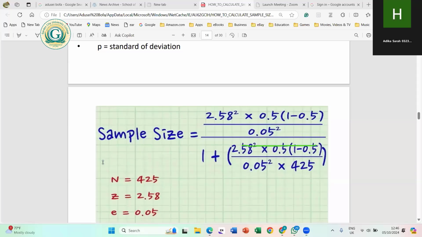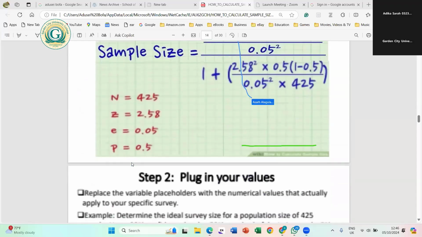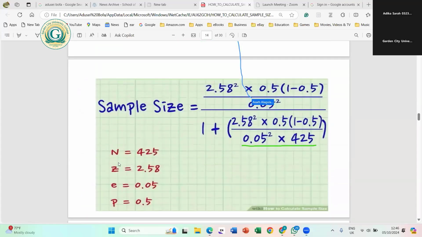Adika Sarah, ask your question. Sir, in the second part of the formula, we have 1 plus, in brackets, 2.58 squared. That one over there, is it constant? Exactly. That one is constant, because you can see in the formula that it is there. We are just putting the figures in the formula. Okay, sir. Thank you. You're welcome.